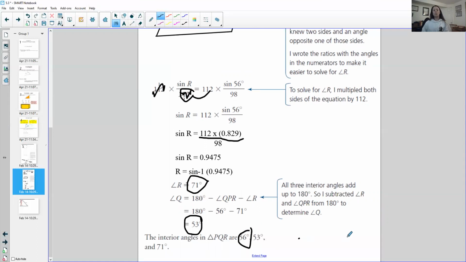Okay, so we can use our sine law to find sides. We can use our sine law to find angles. Most importantly, make sure you are setting up the sides and the angles that are opposite to each other.